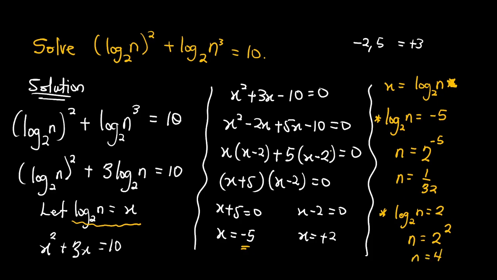So because the question did not ask us anything, it just said we should solve this particular expression, it therefore means that the value of n is equal to 1 over 32, okay, or 4. That is our answer. Are you okay? So you can just say 1 over 32 and 4, okay, because any of these will make this equation valid. So n is equal to 1 over 32 and n is equal to 4. That becomes the solution to this particular problem.